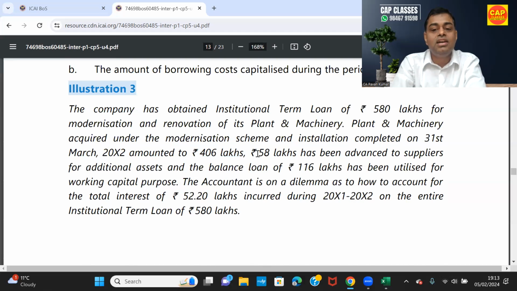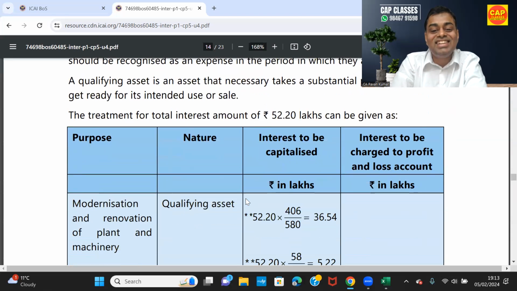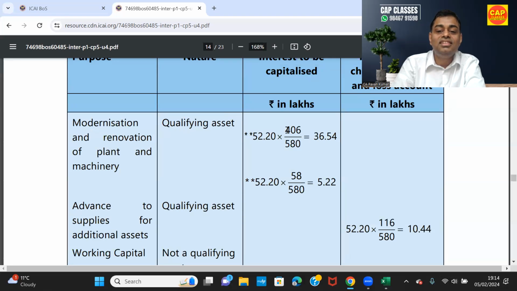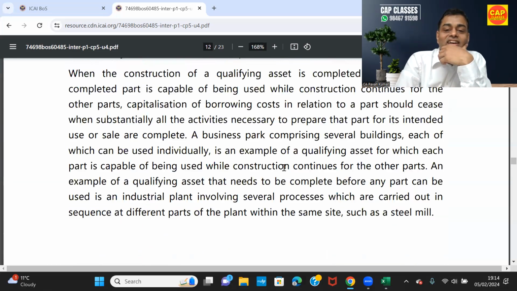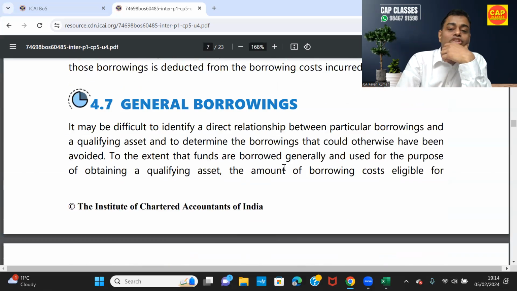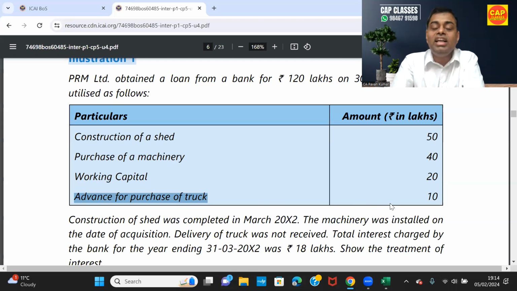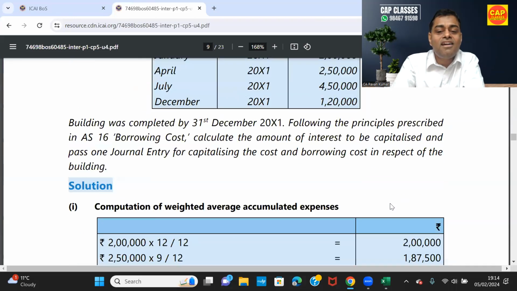So 406 is a qualifying asset. 58 is also a qualifying asset. This is the reason Devika was sounding okay, sir. So probably you have this answer in your hand. Is it so? Okay, 406 qualifying asset, calculate proportionately. Then advance to suppliers for additional assets is also a qualifying asset. But do you remember in question number 1, what did they do? In the previous question, advance for construction of a truck, purchase of another asset, is not a qualifying asset. Yes, that's what my doubt is.